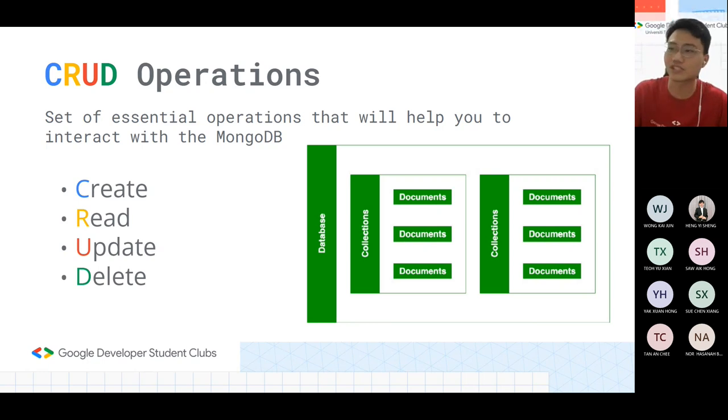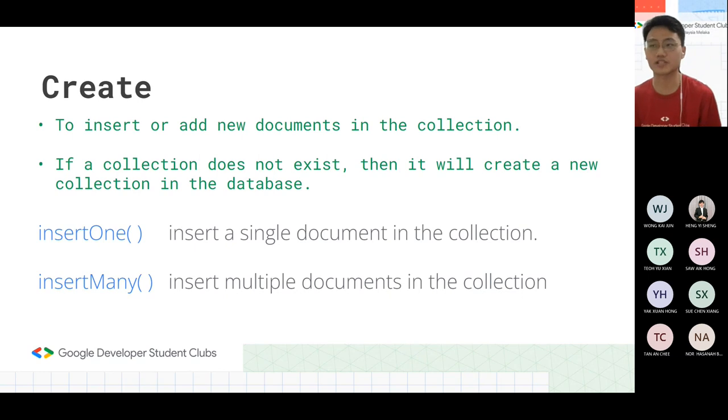Okay, so the CRUD operation stands for create, read, update, and delete. So the first one is the create. The create is to insert or add a new document in the collection. As I said before, a database has multiple collections and one collection has multiple documents. So when you want to insert a new document inside a collection, you can use these create operations.